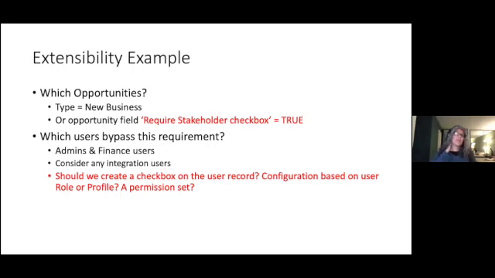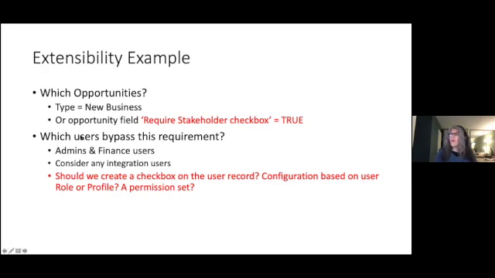So this would be an example of extensibility. Which opportunities are we going to fire on? We're going to work on opportunities where the type equals new business. And we're also going to have an opportunity field, a required stakeholder checkbox that's true. So this type equals new business is kind of a catch-all for opportunities, and this little checkbox field is going to be our one-offs. And we're going to build this as a formula field that our sysadmin is going to maintain.